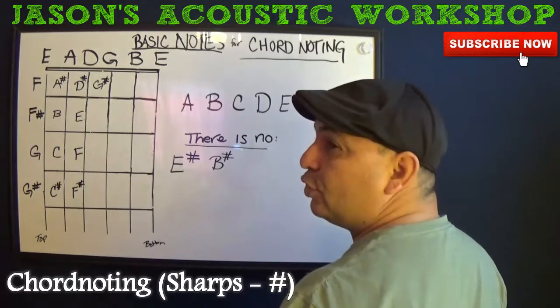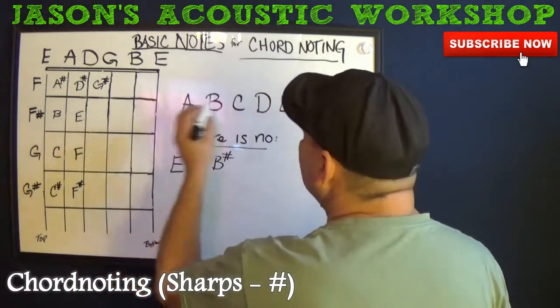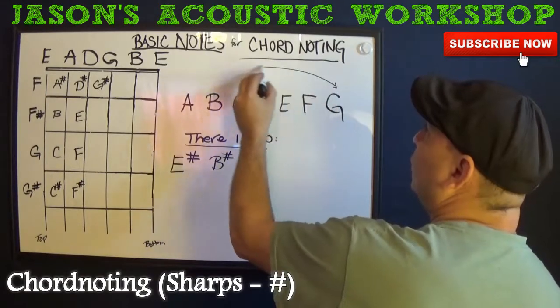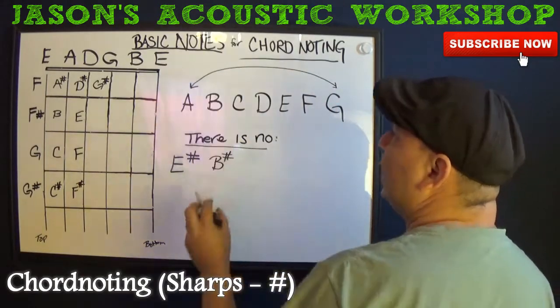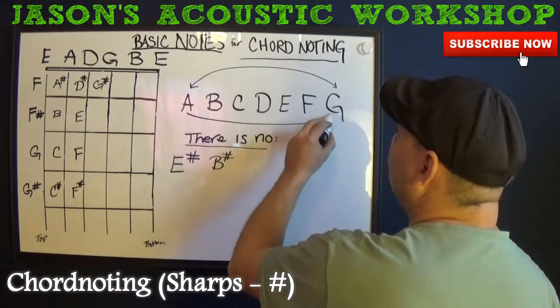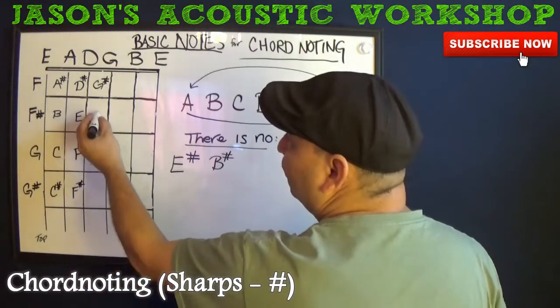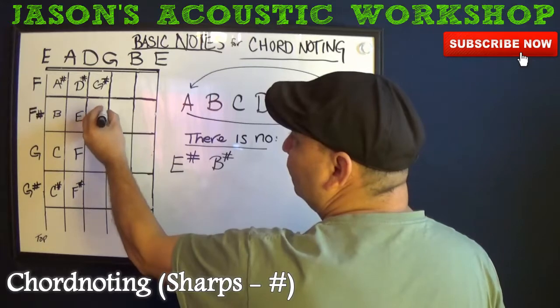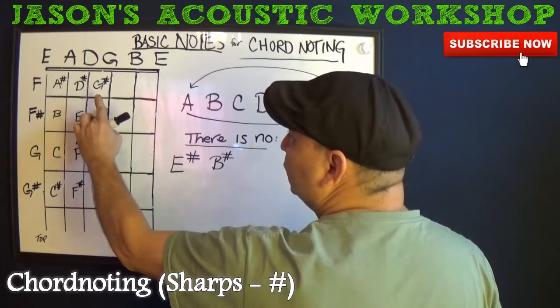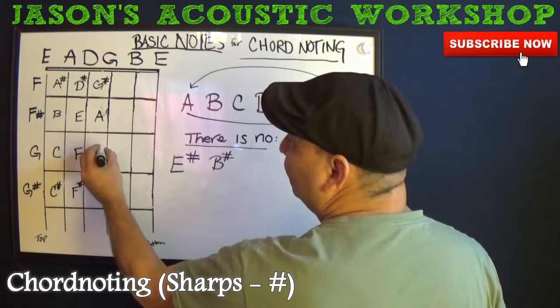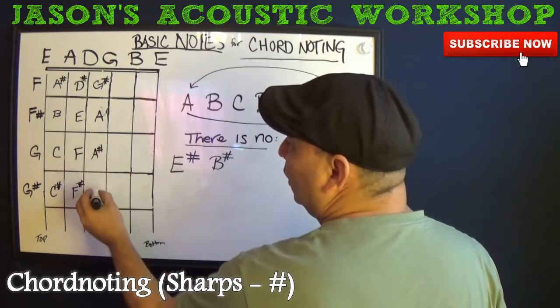Okay, now what comes after G? A, because it goes like right here. It goes from G back to A, and then of course all the way to G. It's circular. All right, G sharp. You got A. A is regular A. Then you have A sharp, and then you have B.